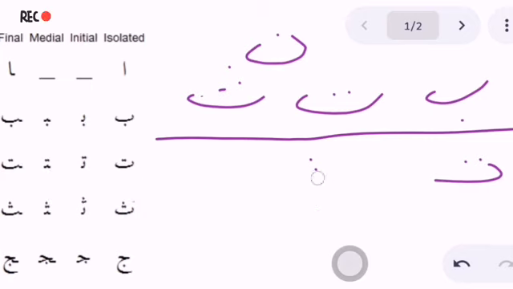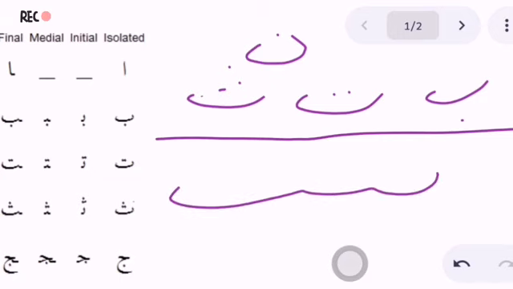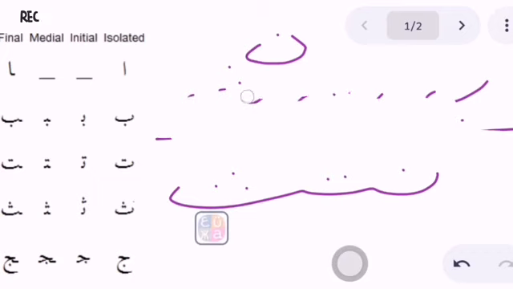For example, let's give ourselves an exercise to do. Maybe we were told to identify the letters in this word. The first one is like this, the second one is like this, the third one is like this. We should be able to identify that the first one is Nun, the second one is Ta, and the last one is Tha. These are the first letters with the same structure and the way they look.